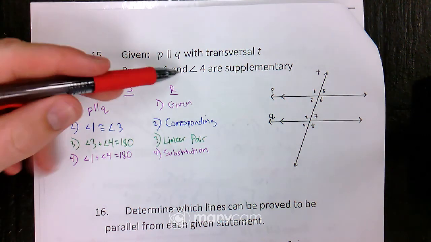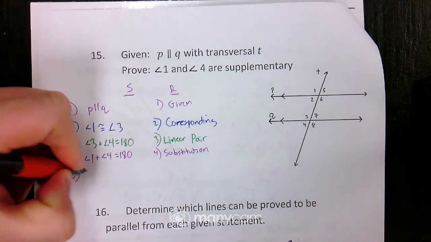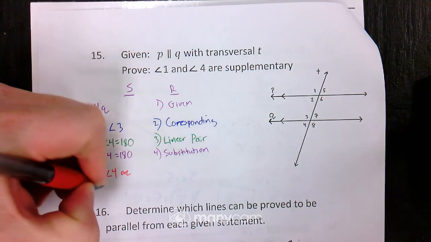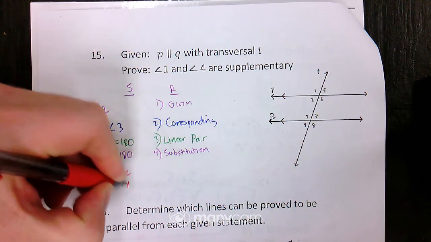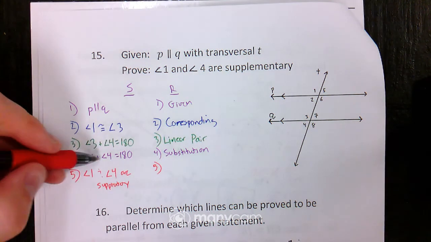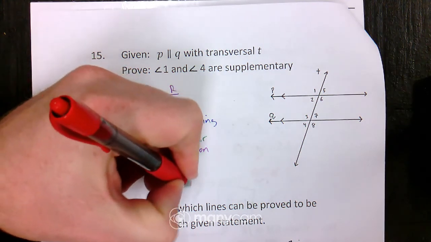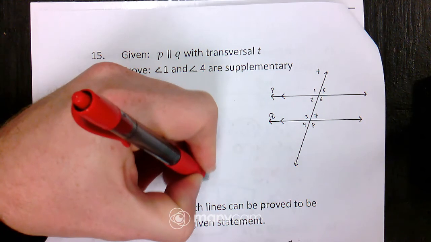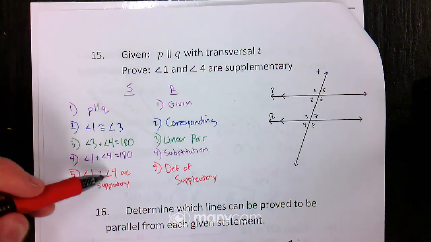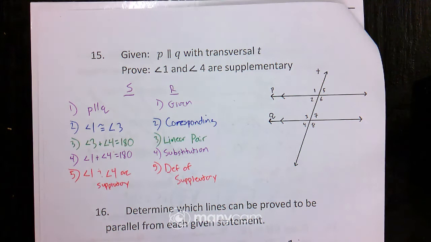Alright, well now I'm pretty much where I need to be. Angle 1 and angle 4 are supplementary. That's literally where I'm at. I'd say angle 1 and angle 4 are supplementary. That's what it wants me to prove. And I know that because that's the definition of supplementary, that angle 1 and angle 4 equals 180. That is literally the definition right there. So that's how I can conclude that angle 1 and angle 4 are supplementary, because that's the definition of supplementary.